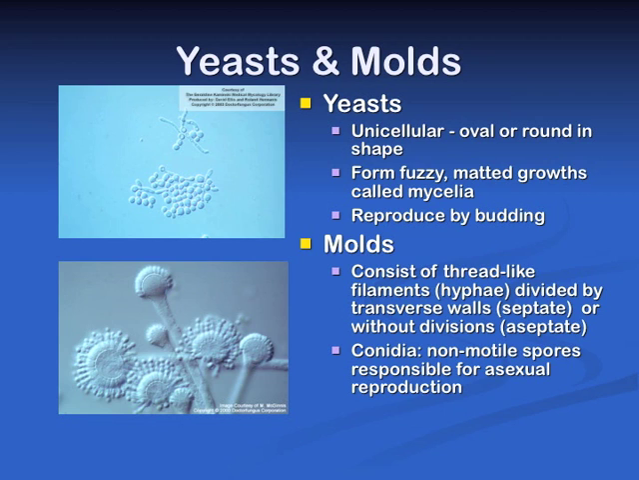Okay, so at a very basic level, yeasts are unicellular. They're oval or round in shape. They form these fuzzy matted growths called mycelia. They reproduce by budding, whereas the molds consist of these thread-like filaments, also known as hyphae, which can be divided by transverse walls in the septated hyphae, or if there are no such divisions, they're called aseptate, and those are our zygomycoses, which we'll discuss a little later. Also, the molds have conidia, which are non-motile spores, which are responsible for asexual reproduction.